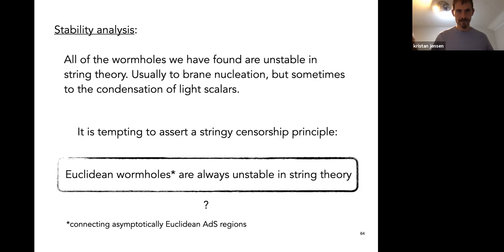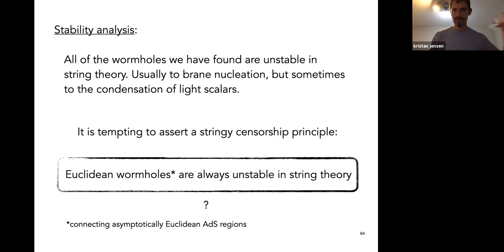It's tempting, therefore, to assert some sort of principle. It's the year 2020, so maybe there's a censorship principle at work here, whereby Euclidean wormholes are always unstable in string theory, perhaps. And by that, I would mean wormholes connecting Euclidean AdS regions.